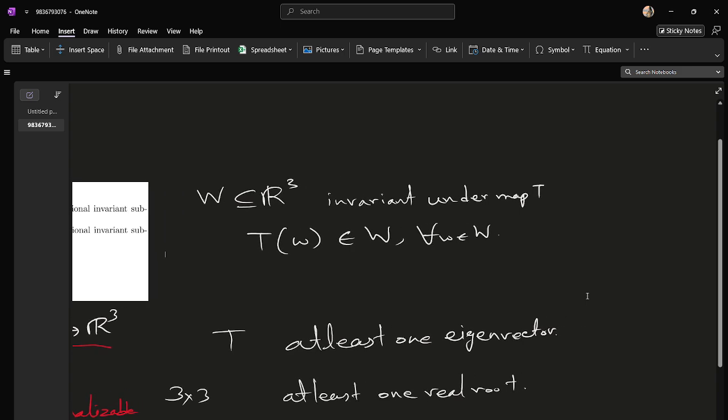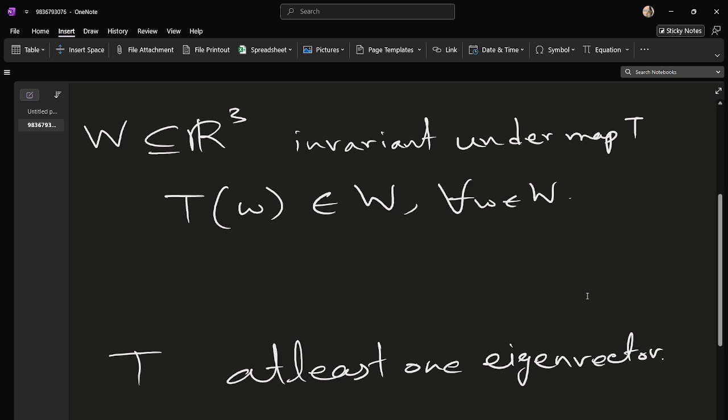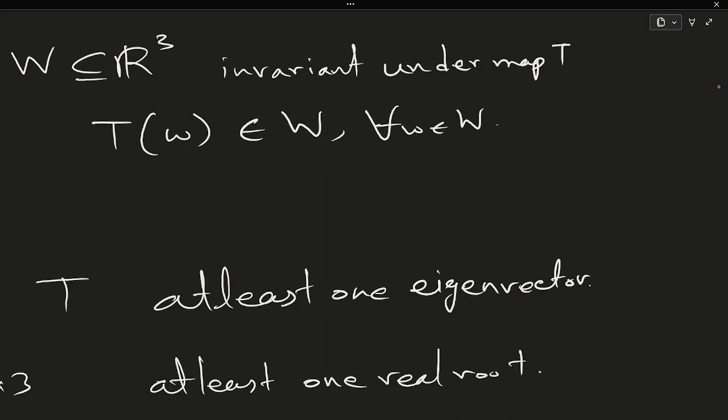Now what is an invariant subspace? If W is a subspace of R cube, it will be called invariant under map T if T of w belongs to W for all w belonging to W. In simpler terms, W is invariant if applying T to any vector in W keeps the resulting vector within W.